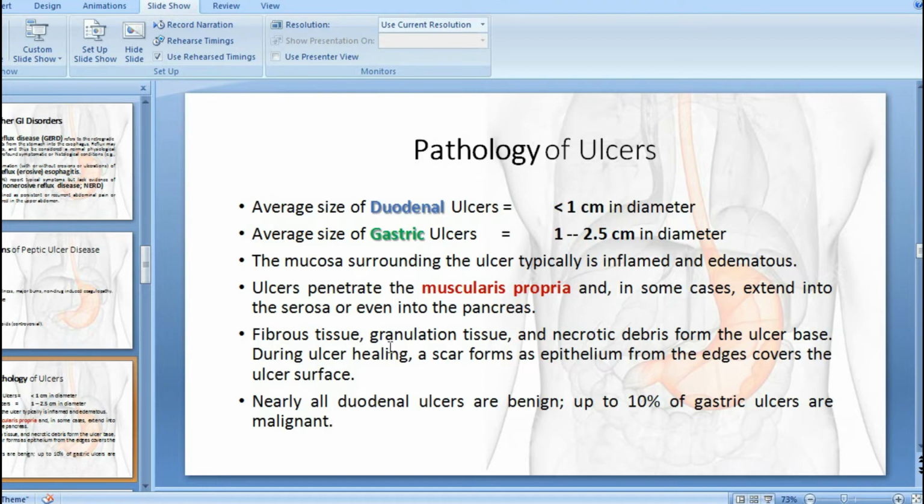Fibrous tissue, granulation tissue, and necrotic debris form the ulcer base. During ulcer healing, a scar forms as epithelium from the edges covers the ulcer surface. Nearly all duodenal ulcers are benign. Up to 10% of gastric ulcers are malignant, that means they can spread.